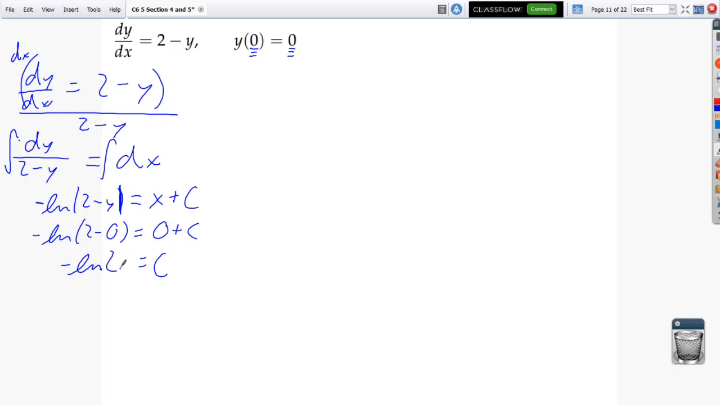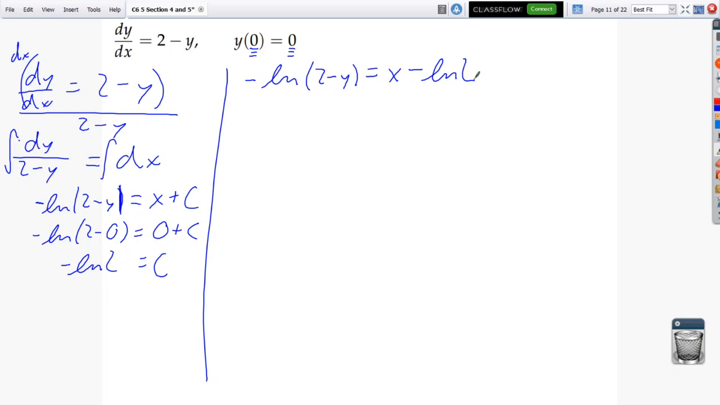I go back and I plug that in, and I think I'm going to have enough space to put that up here. So we have negative ln. Again, since we're talking about (0, 0), the absolute value is not going to be necessary. So 2 minus y is equal to x plus c. But our c is negative ln of 2. All right. Now, the only thing left for me to do is to solve this for y. So to solve this for y, I divide by negative, so it's going to be ln of 2 minus y is equal to negative x plus ln of 2, right?